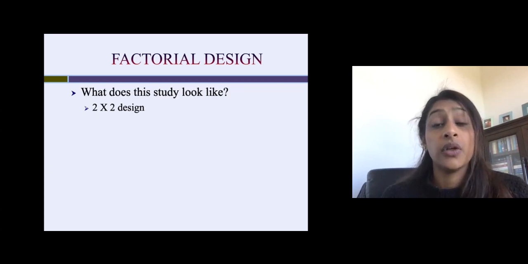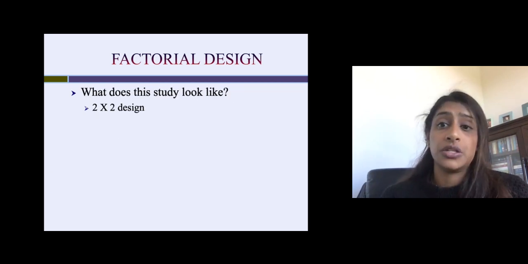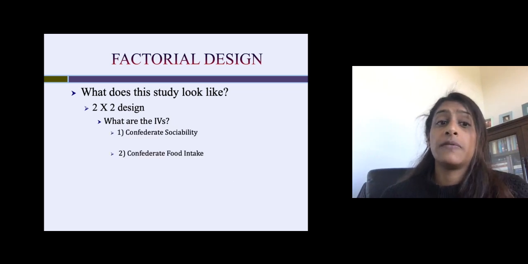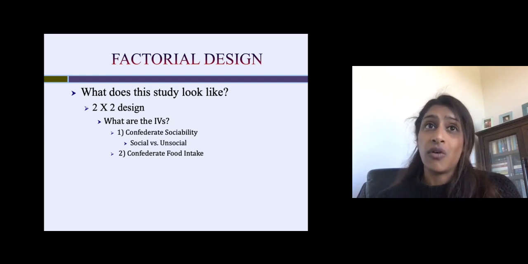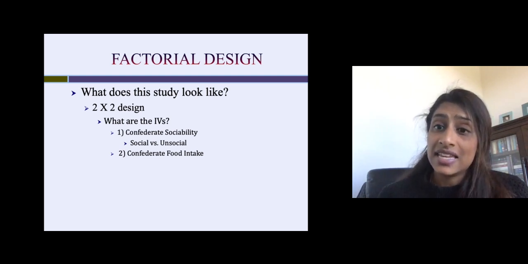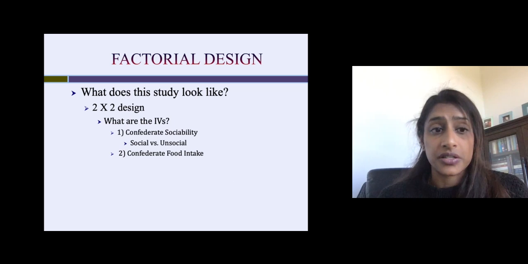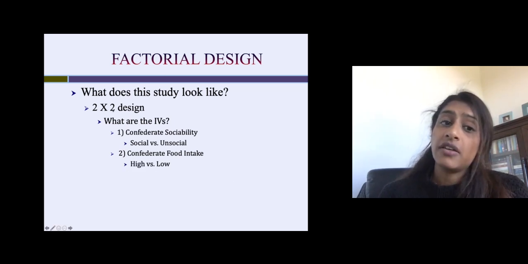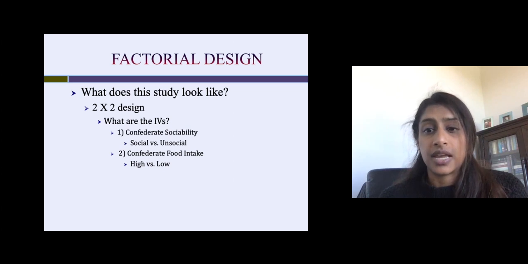So what does the design look like? We've got a 2x2 design. What are my independent variables then? We've got our confederate sociability, and then our confederate food intake. The first has 2 levels, social versus unsocial. The second independent variable also has 2 levels, which is indicated by my number here: high food intake or low food intake.